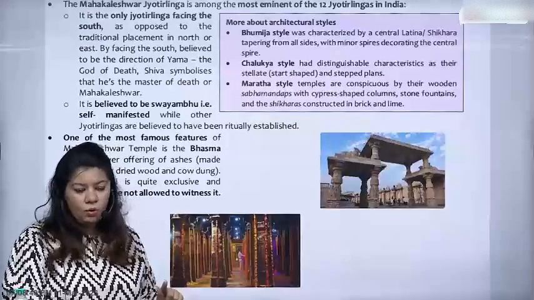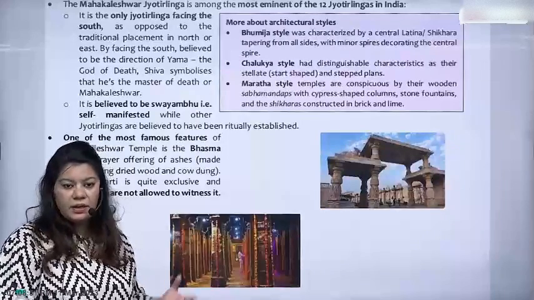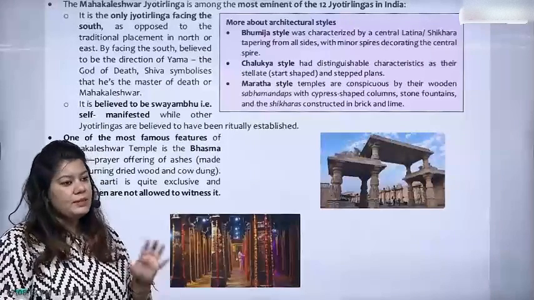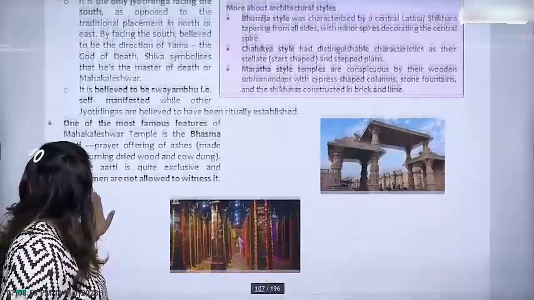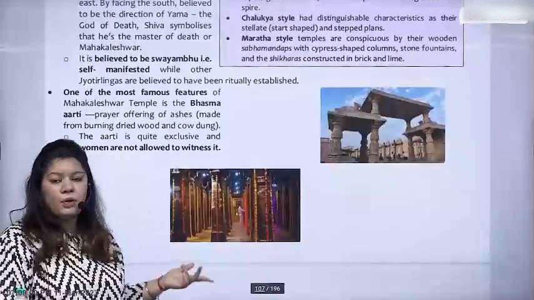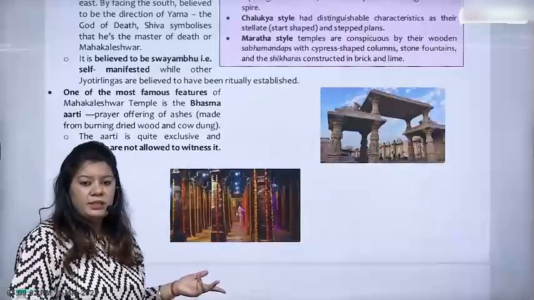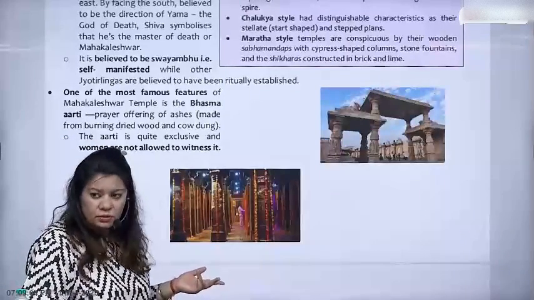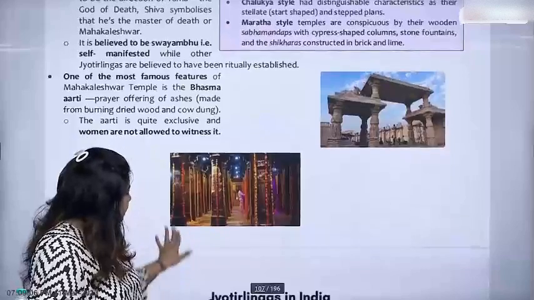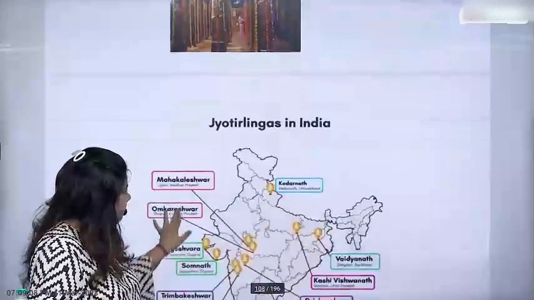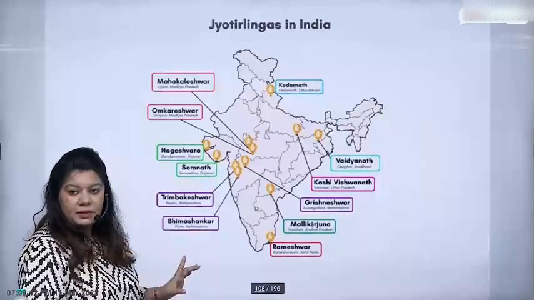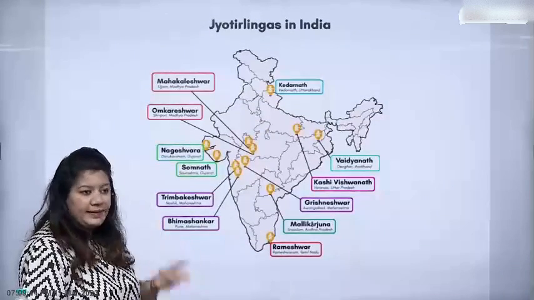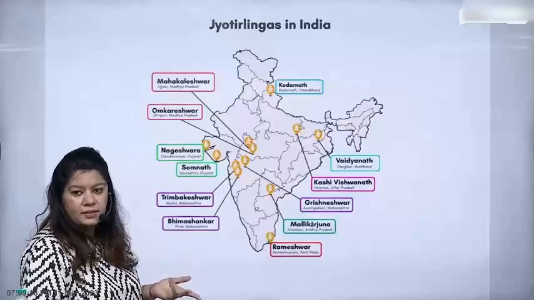Chalukyan style you all know, that is a blend of Nagara and Dravida. So Mahakaleshwar temple is a blend of Bhumij, Chalukyan and Maratha style. Bhasma Aarti is an important feature of Mahakaleshwar temple, which women are not allowed to see. They can be present, but they have to hide their face or hide their eyes, right?